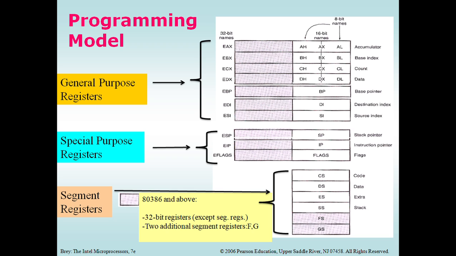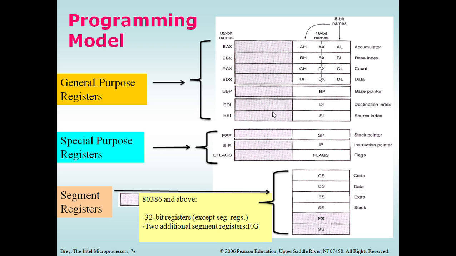There are segment registers as well. In 8086 and 8088 microprocessors, there are 4 segment registers: the code segment register, which is represented with CS, the data segment register, the extra segment register, and the stack segment register. These segment registers provide the starting address of the 4 segments within the memory. In 80386 and above, there are 2 additional segment registers referred to as FS and GS.